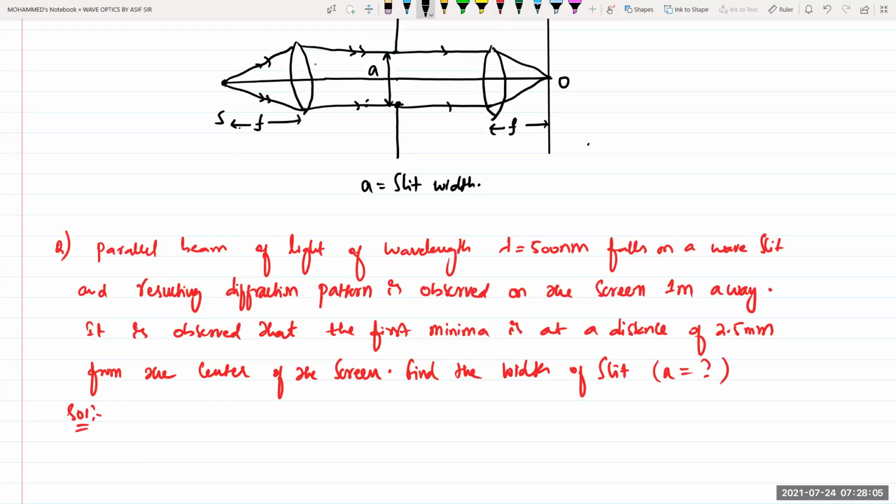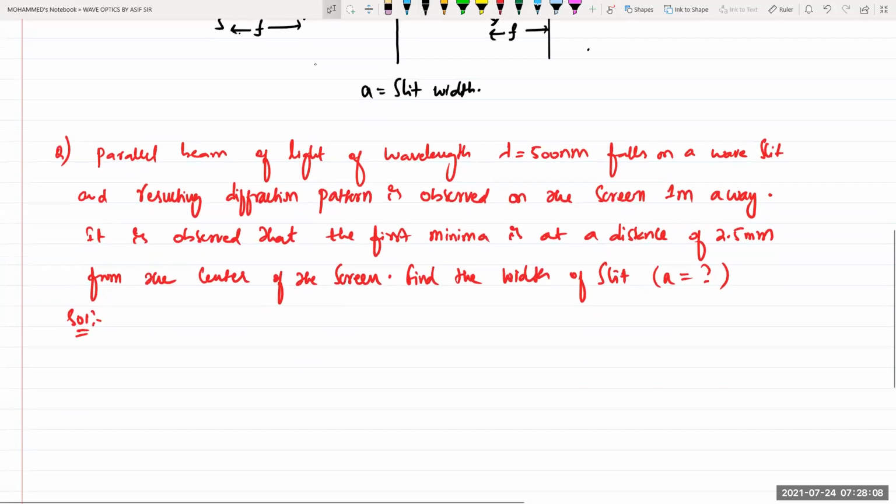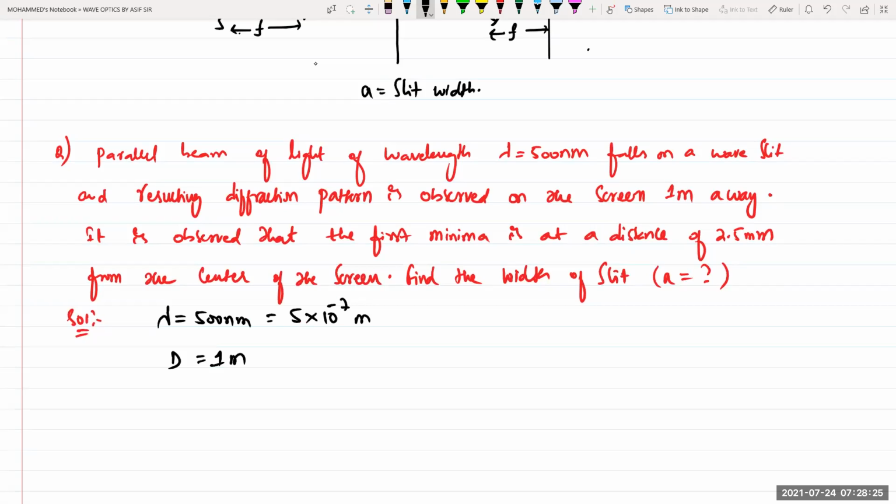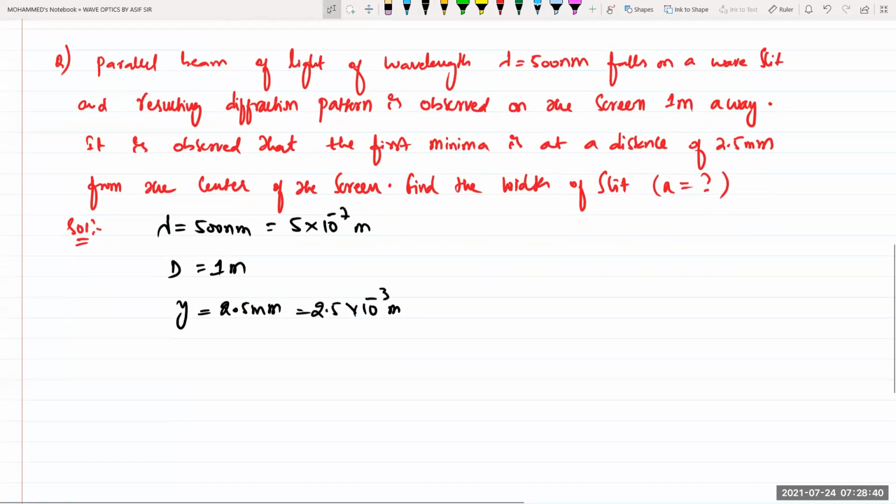See, a parallel beam of light of wavelength 500 nanometer, so the wavelength is given. Lambda equals 500 nanometer, that means 5 into 10 to the power of minus 7 meters. Capital D is given as 1 meter. It is observed that the first minima is at the distance y, so y equals 2.5 mm, that means 2.5 into 10 to the power of minus 3 meters. So what is being asked right now?